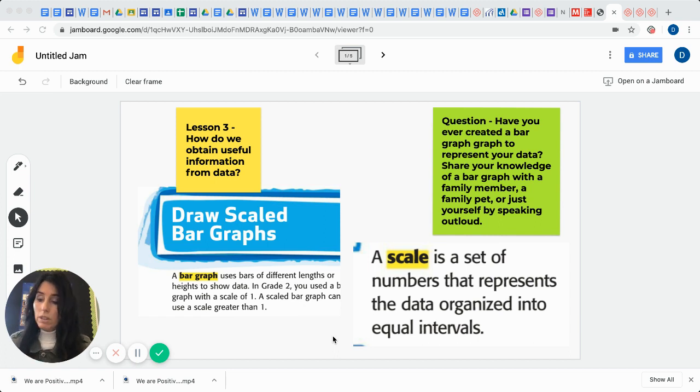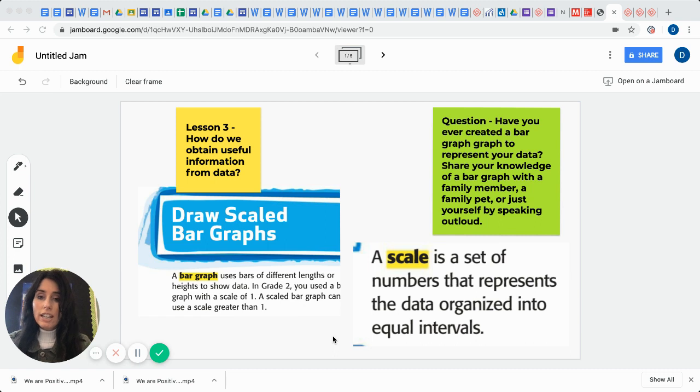Let's try another joke. So this joke is, what did the science book say to the math book? Oh, almost. Try it again. Super close. So the answer is, wow, you've got problems. And guess what? We've got problems too here in math. We got lots of problems that we got to tackle today. So hope you like my jokes.